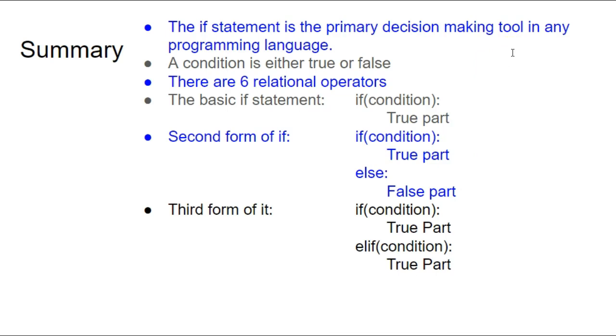Okay, quick summary. The if statement is the primary decision-making tool in any language. A condition is either true or false. There are six relational operators. Here's the basic if statement. Here's the second form and the third form. In the next video, I'll do some examples.